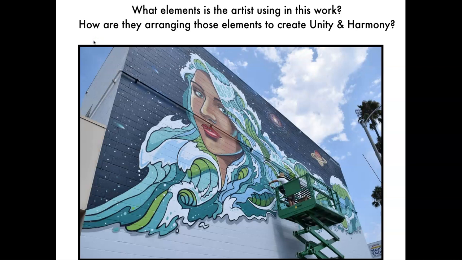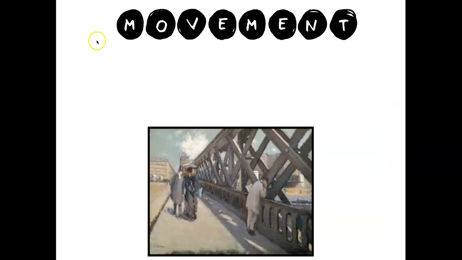What elements is the artist using in this work? Well, for this one, we are seeing a cool color scheme in her hair. We have curvilinear, organic looking lines and shapes that create her hair. We have white dots, white shapes that are repeated throughout the entire composition. And because they're repeating all those things throughout, we're seeing the principle of design, unity, and harmony.